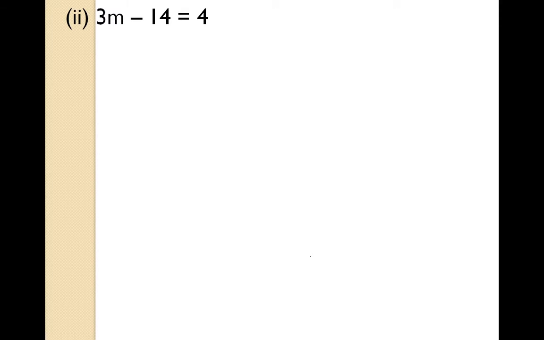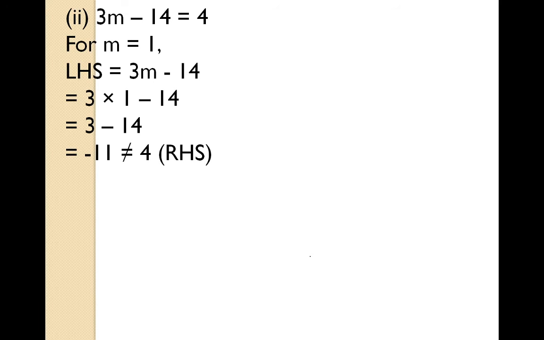So dear student, now the second is 3m minus 14 is equal to 4. Now we are going to substitute the value of m, that is 1. So 3m minus 14, that is 3 into 1 minus 14. 3 ones are 3, minus 14. Signs of these two numbers are different, so we have to do subtraction. So 14 minus 3 is 11, and we give the sign of the bigger number, that is negative. So negative 11 is not equal to 4. So m is equal to 1 does not satisfy the equation.